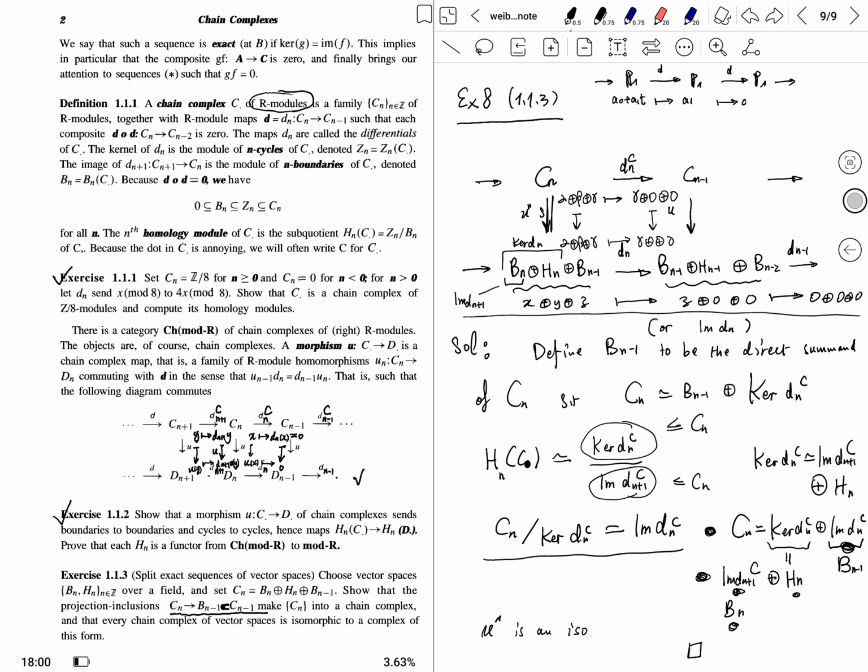And so in this case, the basis of Pn is just 1 and t. And so how am I going to define, say this is my Cn, how am I going to define my Bn minus 1? My Bn minus 1 will be defined to be the image of Dn plus 1. The image of Dn plus 1 would just be the span of 1.